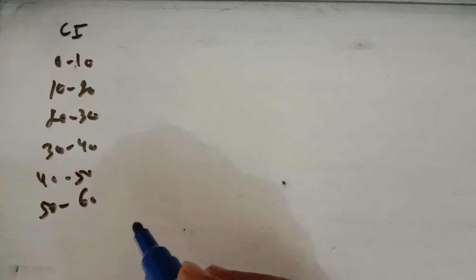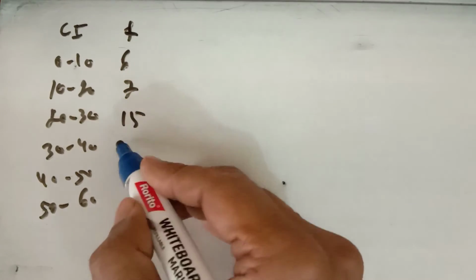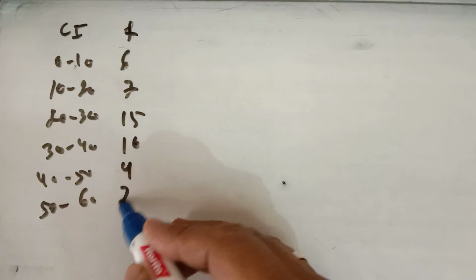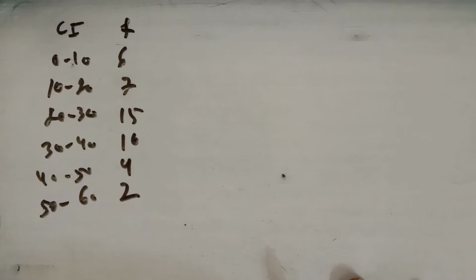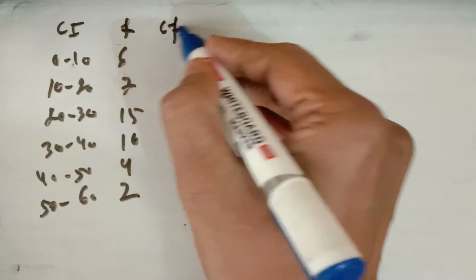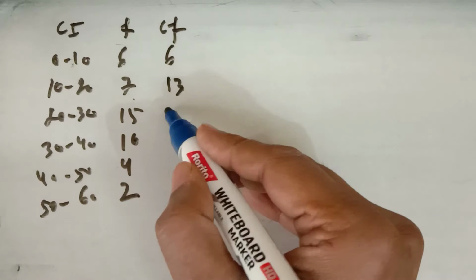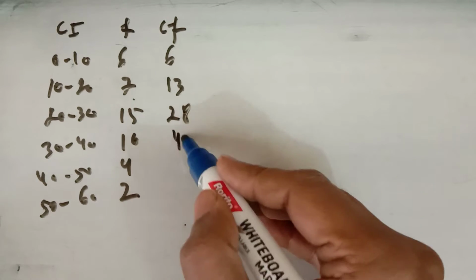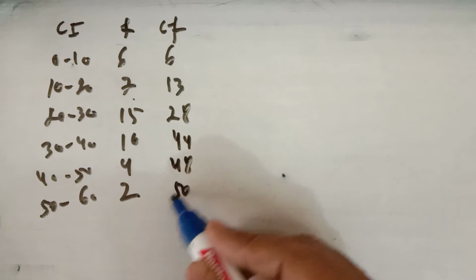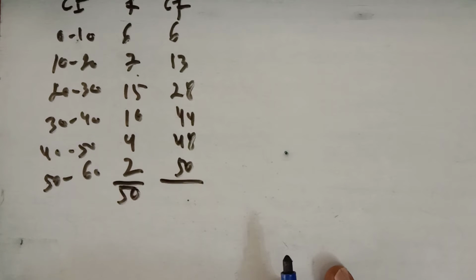This data I have taken, and the frequency I am taking as 6, 7, 15, 16, 4, and 2. Now to find the median for the group data with class interval, you know it. First of all, you will find its cumulative frequency, which is 6. 6 plus 7, it is 13. 15 plus 13, it is 28. Then 16 plus 28 is 44. Then 48, and it is 50. So this is the cumulative frequency column.